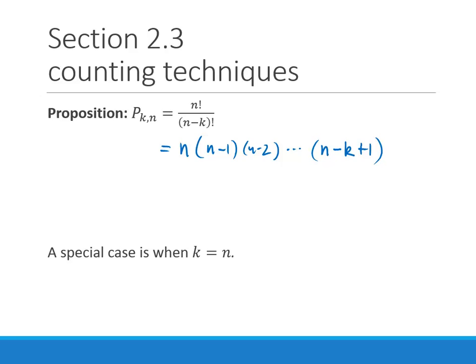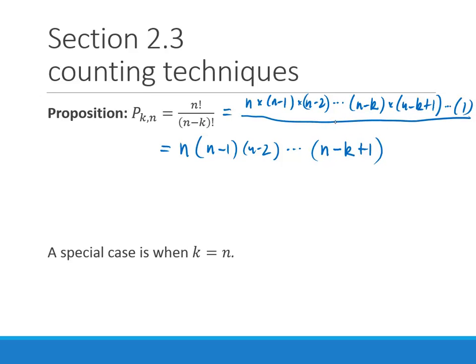So that's what we said it was before, but we can now write out what this thing up here equals. This n factorial is equal to n times n minus 1 times n minus 2, and so on, down to n minus k times n minus k plus 1, and then all the way down to 1. Similarly, n minus k factorial, sorry, this is a minus 1. This is n minus k times n minus k minus 1, and so on all the way down to 1.